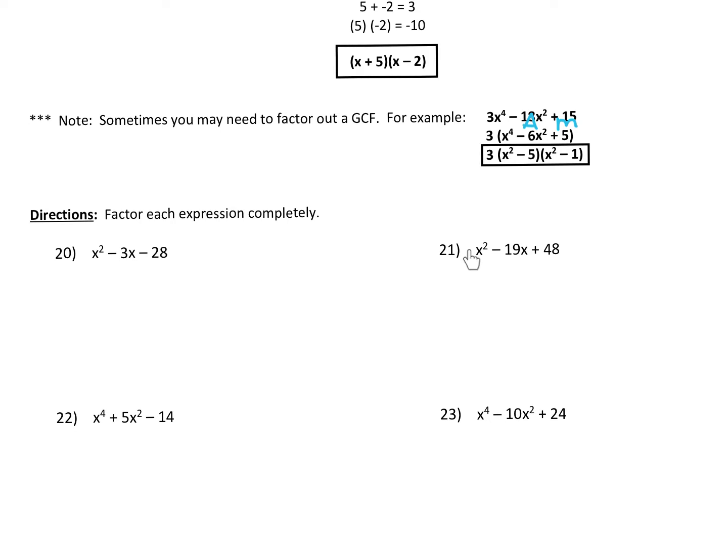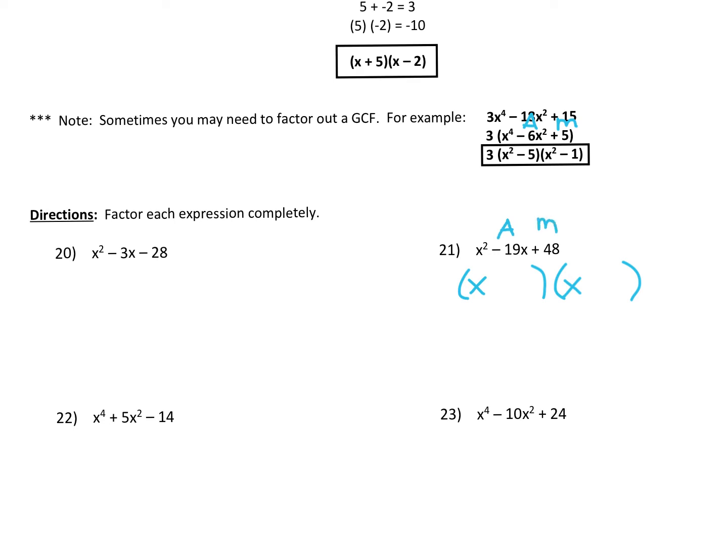Now, there's no greatest common factor to factor out because this is just a 1x squared. So what we're going to do is we're going to set up our 2 sets of parentheses. We're going to take the square root of this first term, and we're going to put it in the first spot in each parentheses. So the square root of x squared is x, because x times x gives you x squared. And then we're going to come up with two numbers that add to negative 19 and multiply to positive 48.